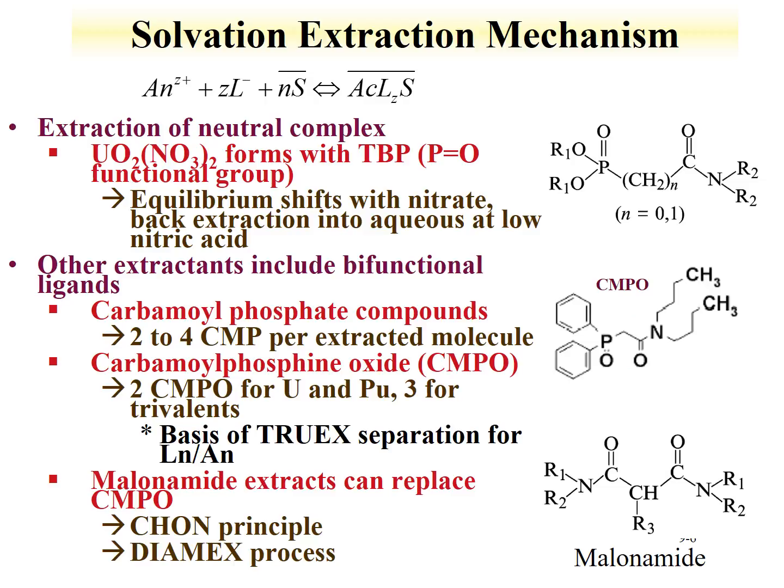And malonamide extraction can replace CMPO for a Truex type system. In Europe they call this the Diamex. Again, the metal ion can sit here. The main difference is that the malonamide does not have phosphate. This process follows the CHON principle, so that these ligands can be degraded at the end of use. Phosphate or sulfur functional groups in a ligand cannot undergo complete degradation.